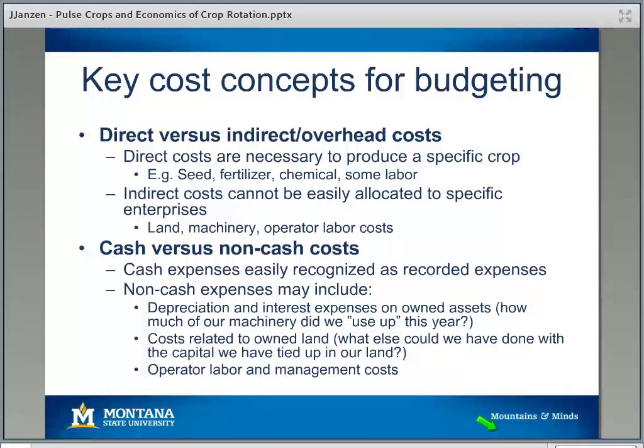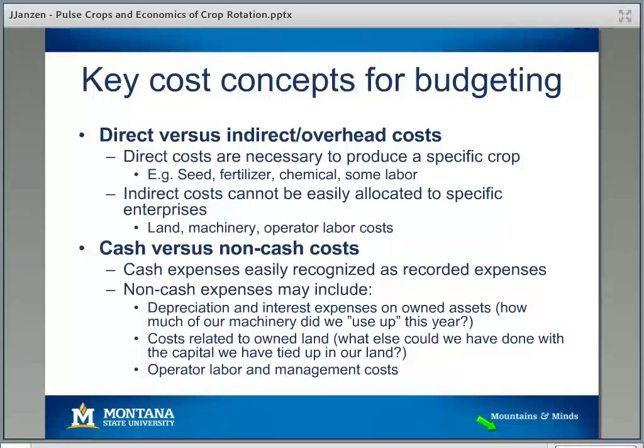Those indirect costs are much harder to allocate to specific enterprises. So with things like land, machinery, and operator labor, it's hard to say, well, that combine, how much of the money that we spent purchasing and using that combine was for the wheat enterprise relative to the lentil enterprise? Operator labor, similarly, right? If the operator takes a wage from the farm, how much of their labor was used on one crop versus another? Allocating that to that specific enterprise and thinking about it on a per acre basis is considerably more difficult.